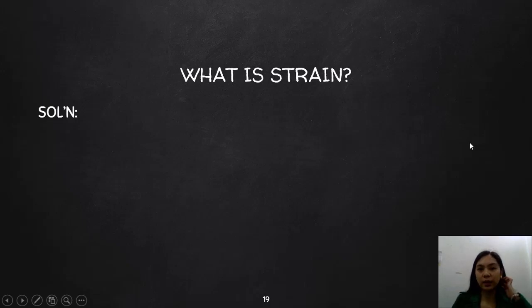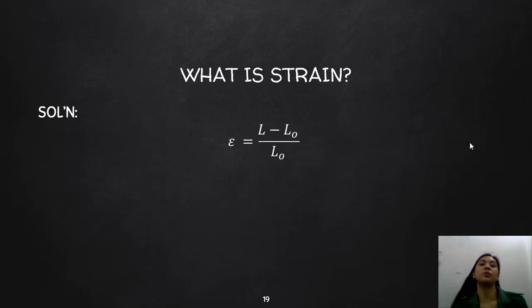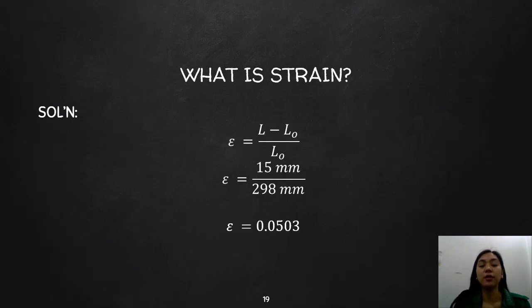So what is strain? We write the equation first. The strain is equal to the change in length over the original length. And we substitute whatever we have. That will be 15 millimeters divided by 298 millimeters, giving you a strain equal to 0.0503. Now, one thing you have to remember, your strain is unitless. It doesn't have any units since it is a ratio of lengths. Okay, so 0.0503.